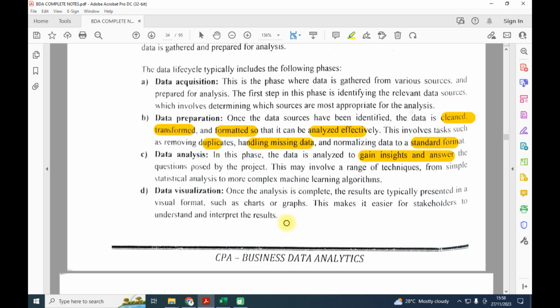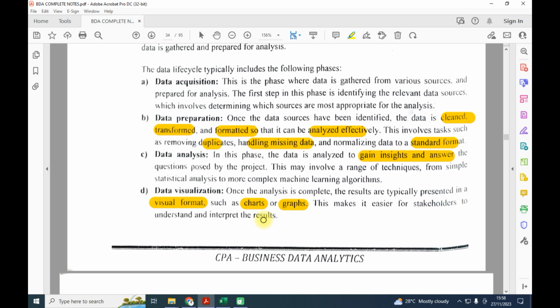When you have analyzed the data, we shall do the visualization. Once analysis is complete, the results are typically presented in visual format. Seeing is believing. When you see something, you will believe it. Visual formats, such as charts and graphs. This makes it easier for stakeholders to understand and interpret the results.